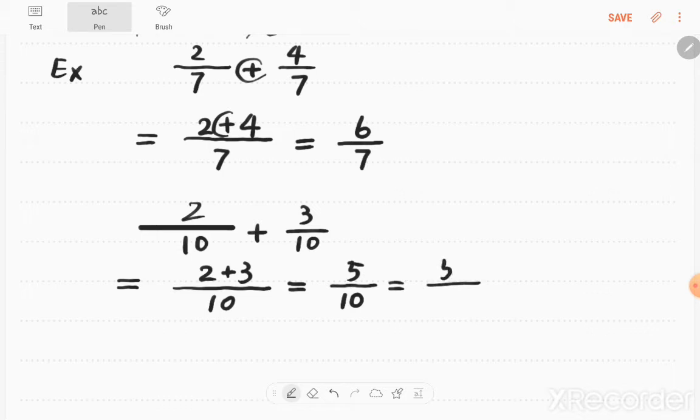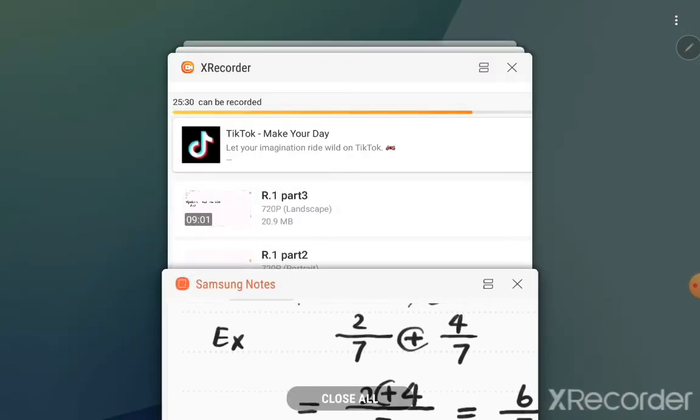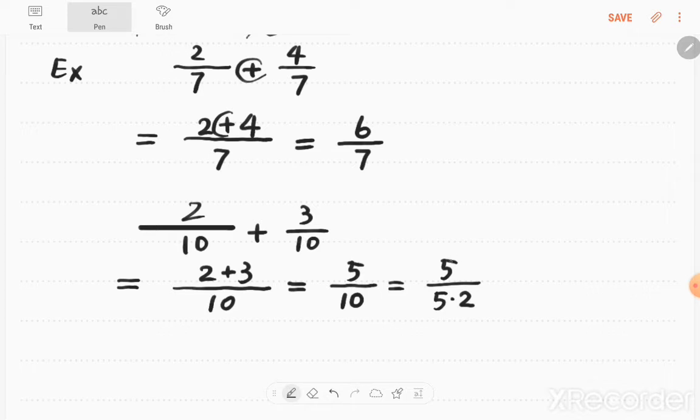So 5 over 5 times 2. We write 10 as 5 times 2. So here we can cross out the 5, but it's not a 0 over 2, it's 1 over 2, right?